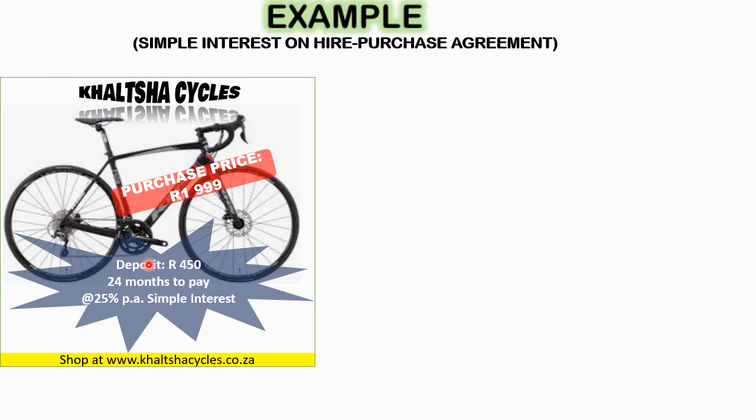And how long are you going to pay that? That is the period you're going to take to pay for this bicycle. You have to pay it for 24 months. At which interest rate? It must be a simple interest. Why is it a simple interest? Because it's a hire purchase agreement. So it will be at 25%.